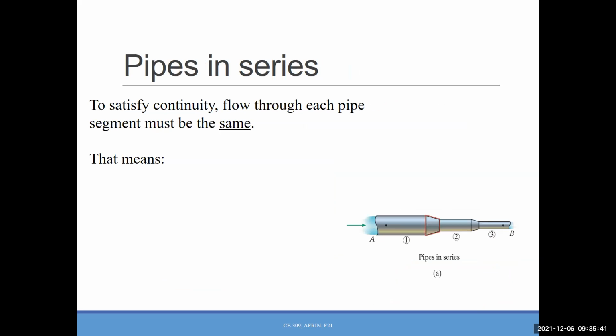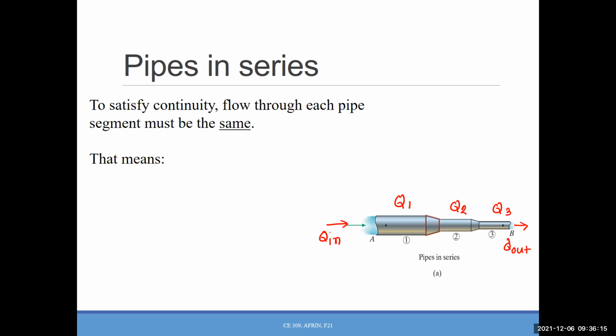Okay. Now here, this is pipes in series. We have three different pipes of three different diameters. That is the Q in, and that is the Q out. There is no other outlet or inlet. And within this pipe, flow is Q1. This one is Q2. This one is Q3. Now, do you think Q1, Q2, Q3, they will be different or they will be the same?